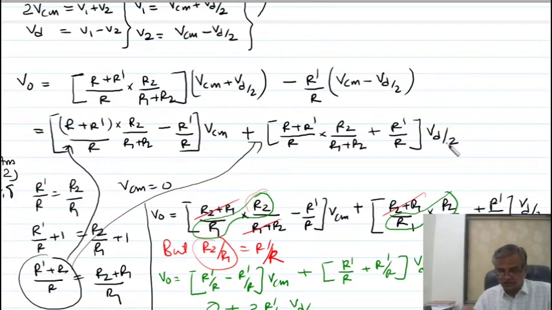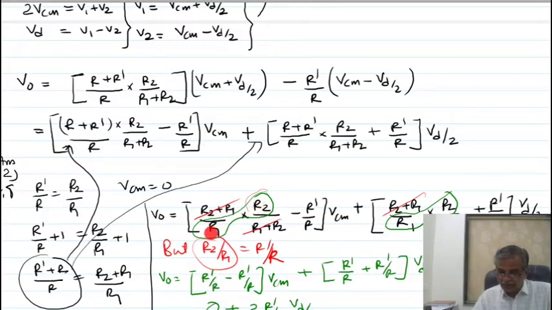Second question, when R dash by R is equal to R2 by R1, so that VCM is 0. So I added 1 to both sides. Then I have kept R dash plus R upon R, which is nothing but R2 by R1 upon R1, here and here also. So if you keep R2 by R1 upon R1 here, you can see this is cancelled. This is cancelled. Only R2 by R1 is left.